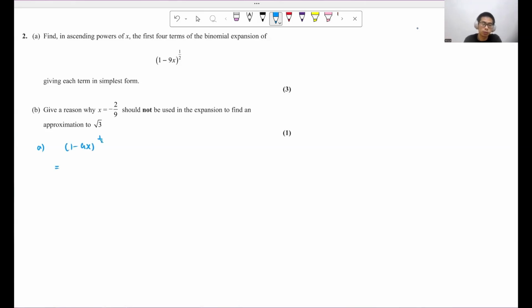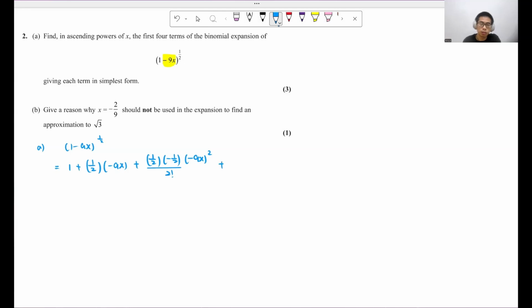So the formula will be 1 plus nx. So n in this case will be a half, and x will be negative 9x. So whatever is inside the bracket here will be your x. And then plus n times (n minus 1), which is minus a half, and then times (negative 9x) squared over 2 factorial.